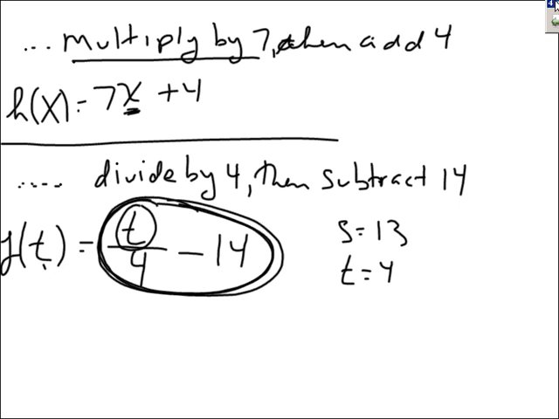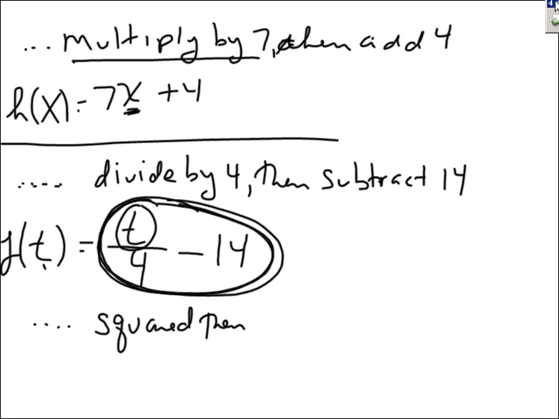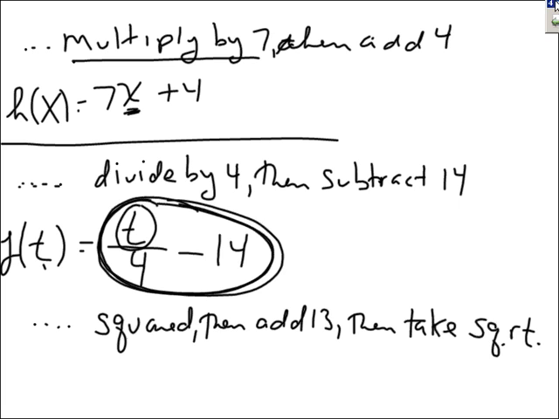Okay, let's try another one of these. You won't be given these 3 dots, but I'm telling you, in front of the word says what's being done to what's in the brackets: it's being squared. Then add 13. Then take the square root.